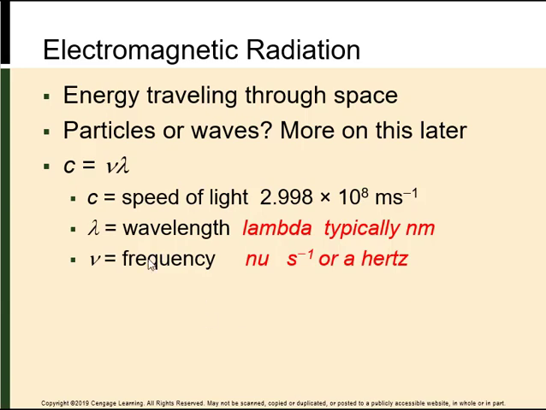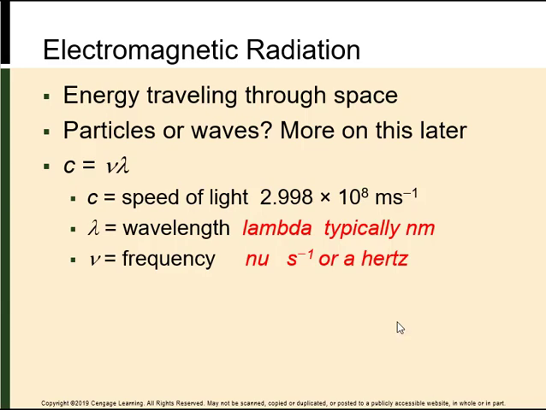The wavelength and the frequency are related to the speed, this c, the speed of light. The speed of light is 2.998 times 10 to the 8th meters per second. That's a constant. That is the speed of visible light and all other forms of electromagnetic radiation in a vacuum. That's about 186,000 miles per second that light travels.